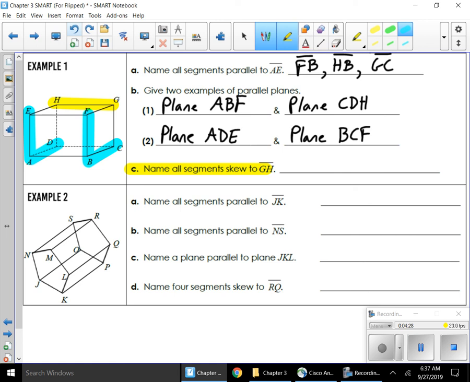EA, AD, FB, and BC. Note that AB, DC, and EF never intersect, but those are all coplanar, so they would be parallel. These are the only 4 we get that are skew. So that's our first example. We'll take a look at example 2 in the next video.